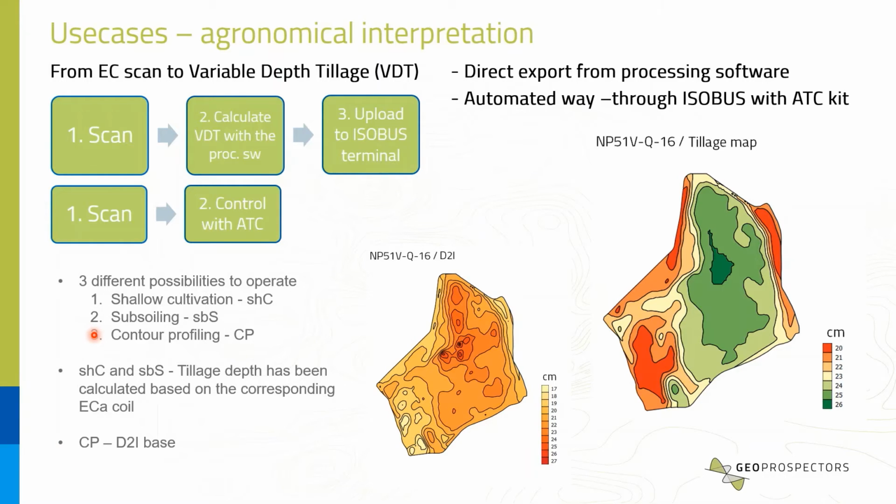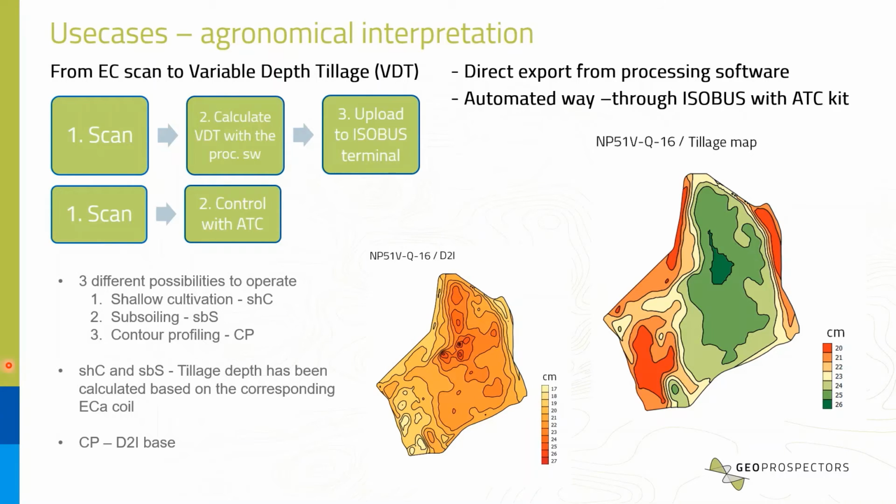On the ISO terminal, we can also find an invert button where we can invert all the values. So the factory defaults are: with high EC values, we are going to go shallower, and with lower EC values, we can go deeper. And this behavior can be inverted with this button.